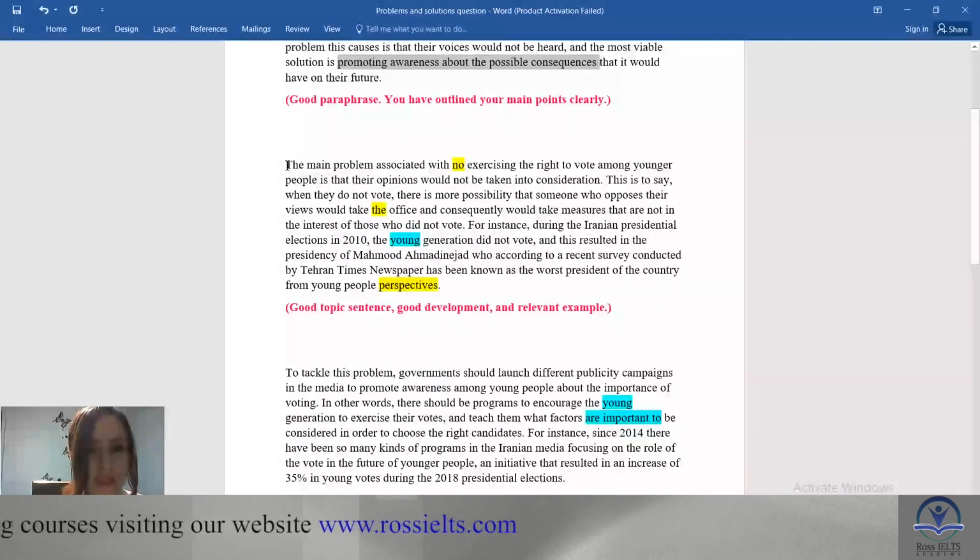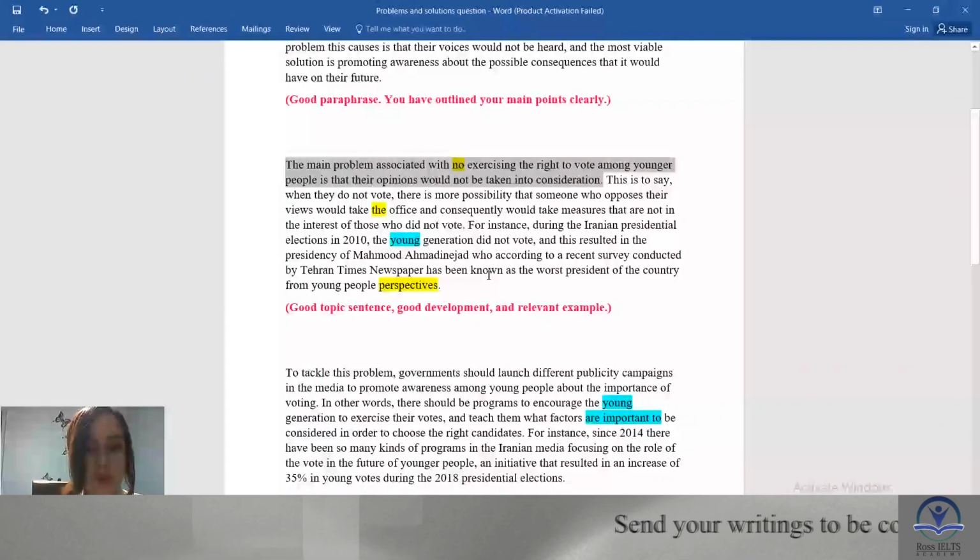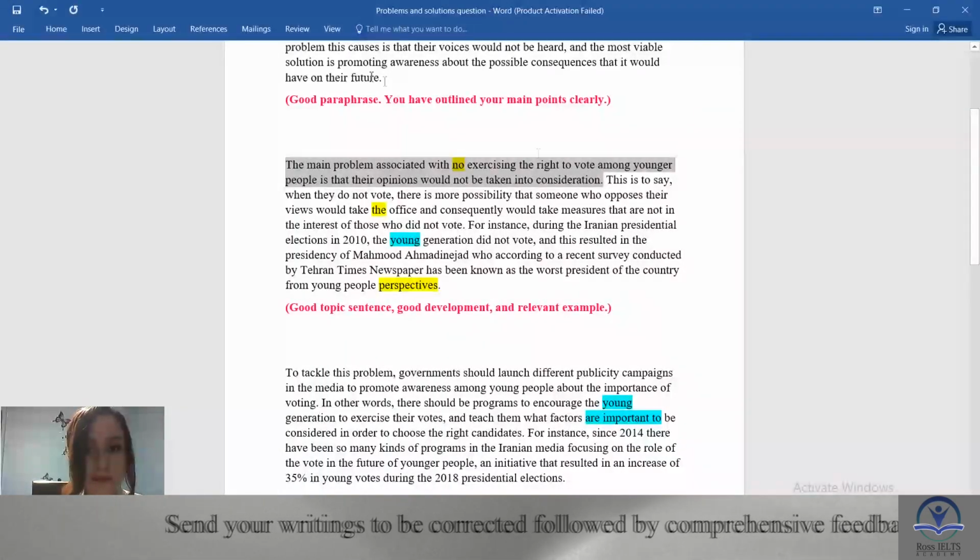So here the topic sentence is clearly pointing out that the whole paragraph is going to be talking about the problem, the main problem that was initially mentioned in the introduction paragraph.